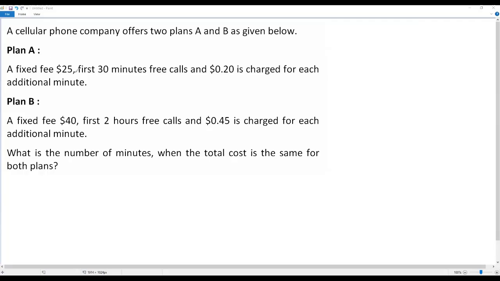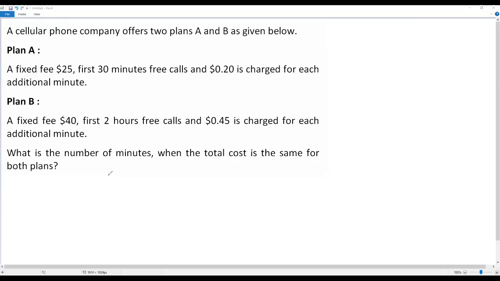Plan A, a fixed fee $25, first 30 minutes of free calls, and $0.20 is charged for each additional minute. Plan B, a fixed fee $40, first 2 hours free calls, and $0.45 is charged for each additional minute. What is the number of minutes when the total cost is the same for both the plans?